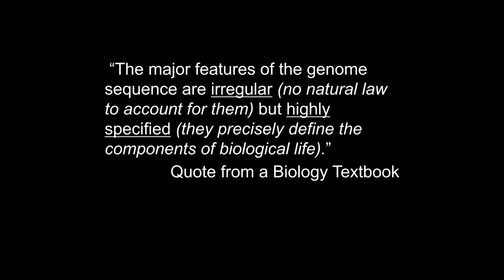And so I read a quote from a biology textbook saying the major features of the genome sequence are irregular. In other words, there's no natural law to account for them. The genes don't have to go in this particular order. That's completely arbitrary. But they're highly specified. In other words, unless it's in that exact order, it won't form the right kind of protein. It's got to be exactly this order. And so they precisely define the components of biological life.